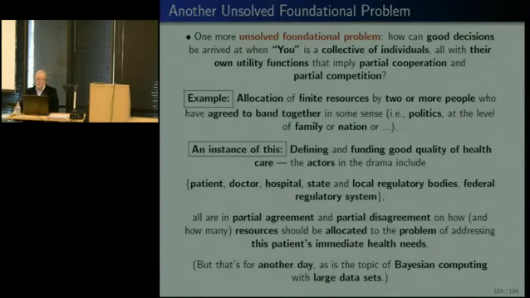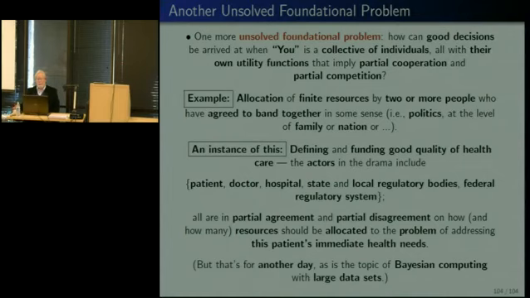Bayesian decision theory works well when there's only a single agent making the choice. That could be a single person, or it could be some sort of organization or collection of people who figure out some way to be content with the idea of acting in unison. However, now there's a new question. How can good decisions be arrived at when the you in 'you should maximize your expected utility' is a collective of individuals, all with their own utility functions that imply partial cooperation on the one hand and partial competition on the other?